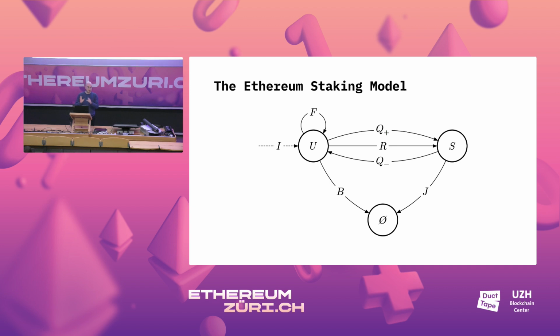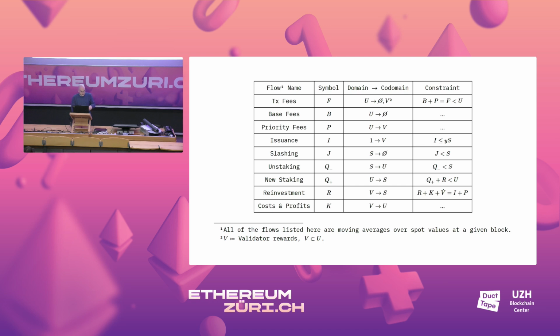Reinvestment is particularly important for the discourse around issuance and runaway staking. The B flow is the ether that gets burned, just the classic EIP 1559 burn, and J is slashing. This is not the complete picture, because there should be another small tank, a subset of U, which let's call V. It's the subset of unstaked ETH that is validator rewards, and F should actually go from U to V, and R should go from V to S, because it's validator rewards being reinvested. This picture is a bit more accurate.